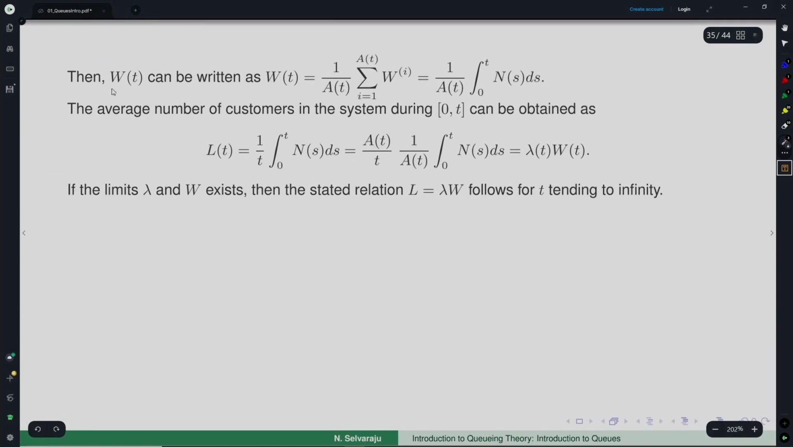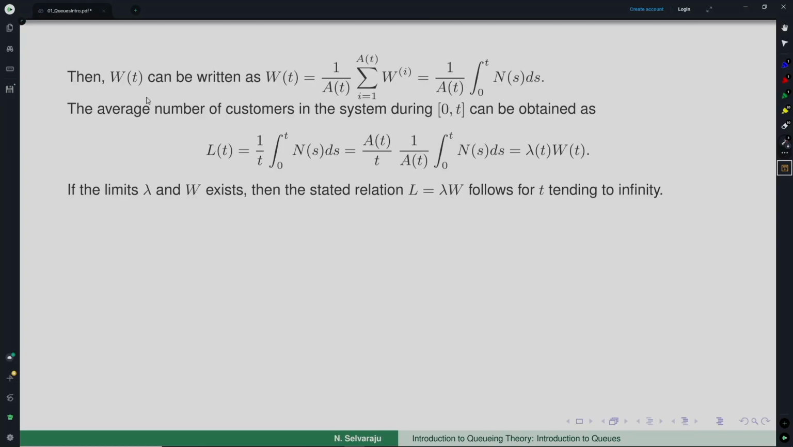Now, W of t, which is basically the average waiting time of any typical customer in the system during 0 to t, is this total divided by the number of customers, which is A of t. So, that is what W of t will be. Now, this quantity again we showed is equal to this, right. This is what we meant in the previous one when we said that we will look at this thing.